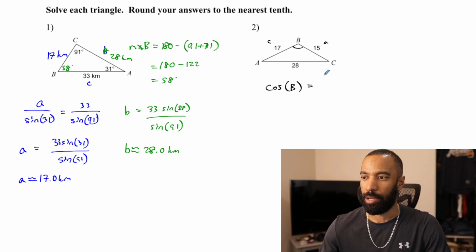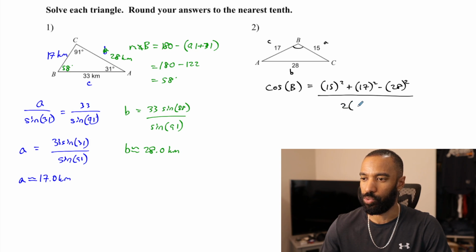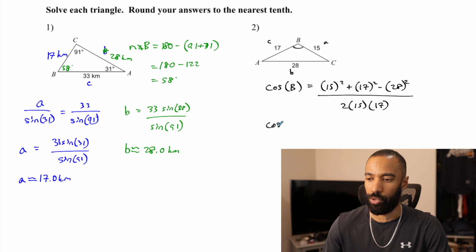So I'm going to say the cosine of angle B equals, here's A, here's C, and here's B. I'm going to say 15 squared, so A squared plus C squared minus b squared, the side opposite is the one that's subtracted, over 2 times a times c, like that. So cosine of b, that's 225 plus 289.